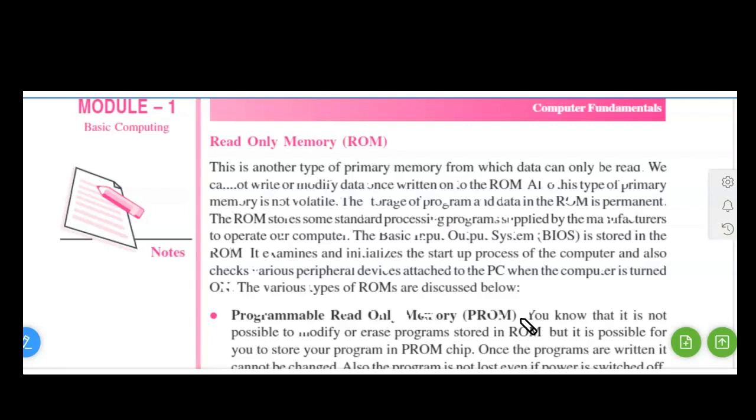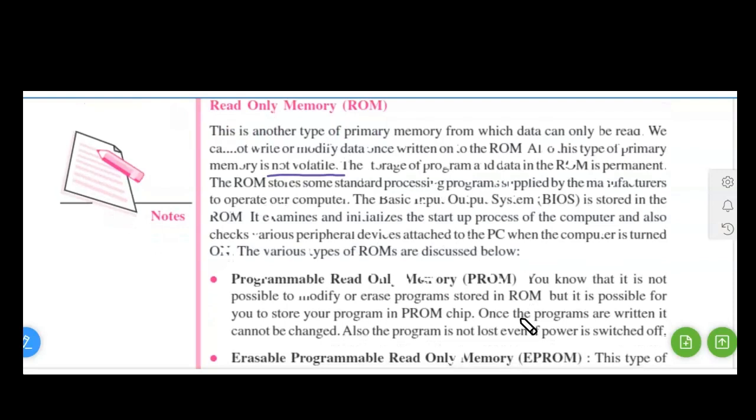ROM is a type of primary memory in which data can only be read. You can't modify anything. You can't do anything to the data that is already available. And this ROM is non-volatile memory. It's not volatile. That is, when you switch off the power, the data will not be lost.